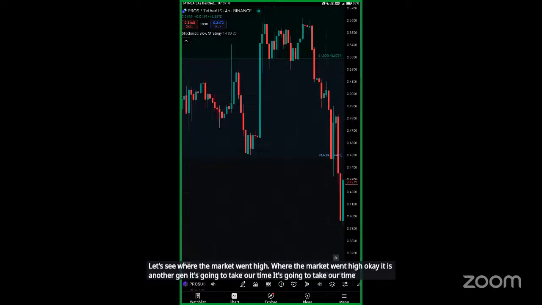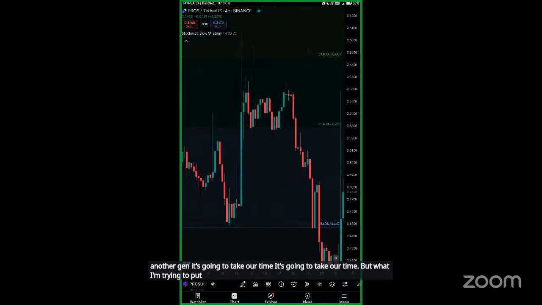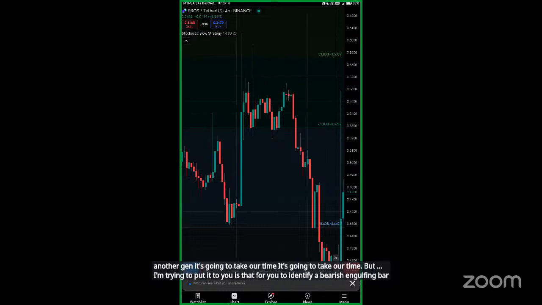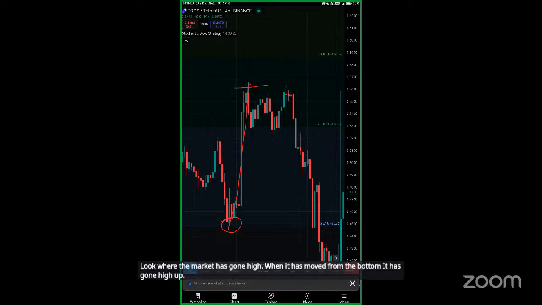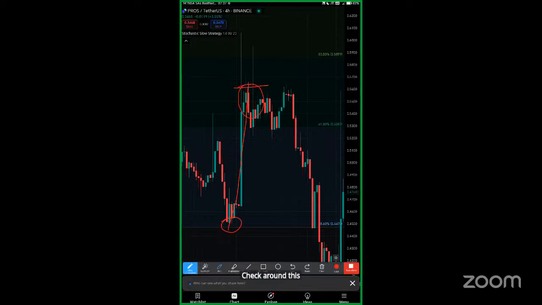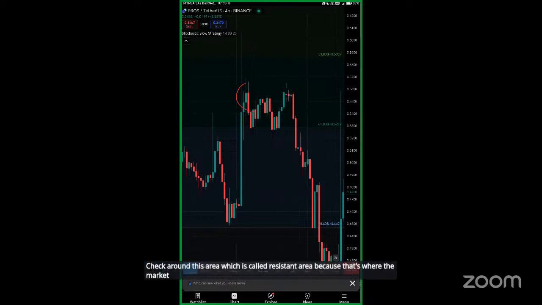But what I'm trying to put to you is that for you to identify a bearish engulfing bar, look where the market has gone high. When it has moved from the bottom, it has gone high up. Check around this area, which is called the resistance area, because that's where the market is being resisted from coming back down. So check along this area.